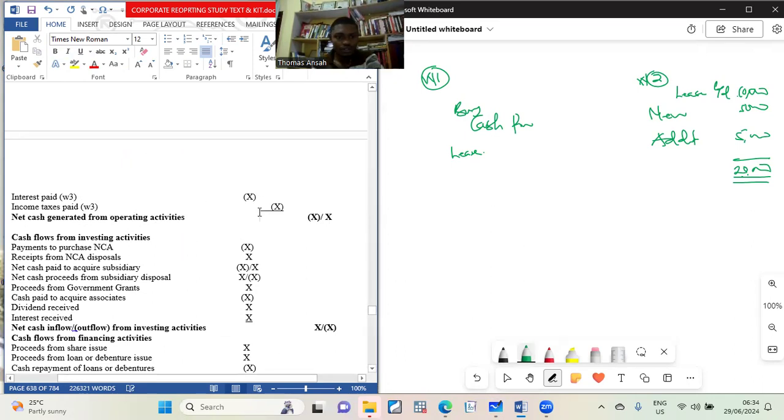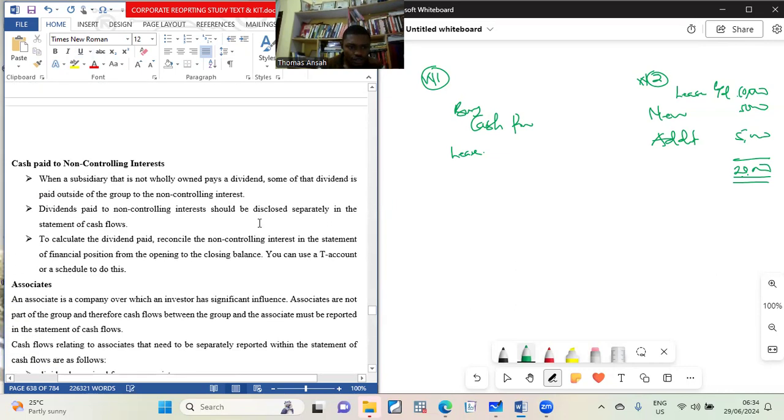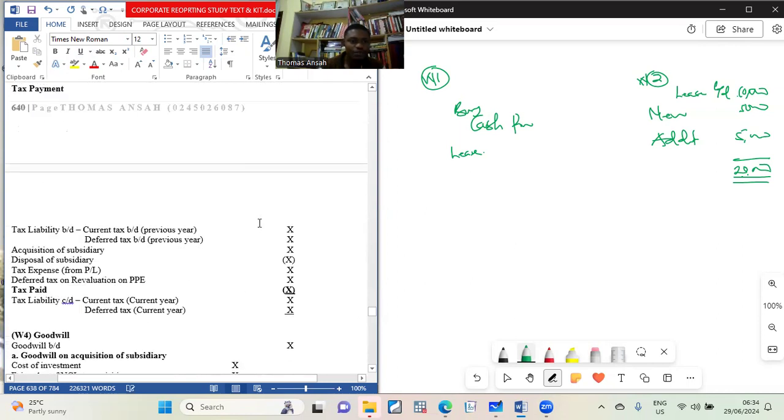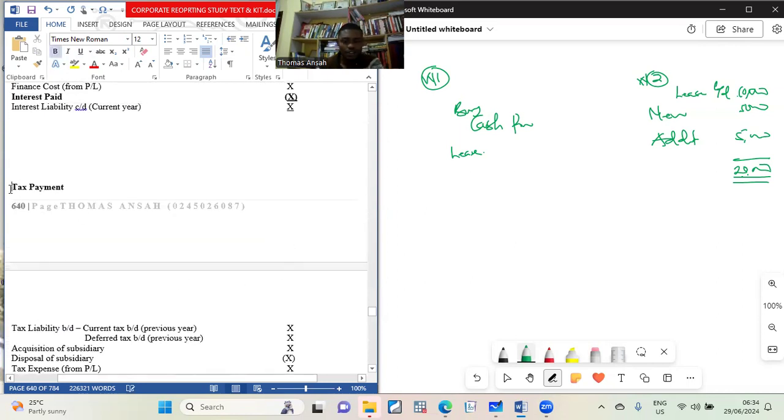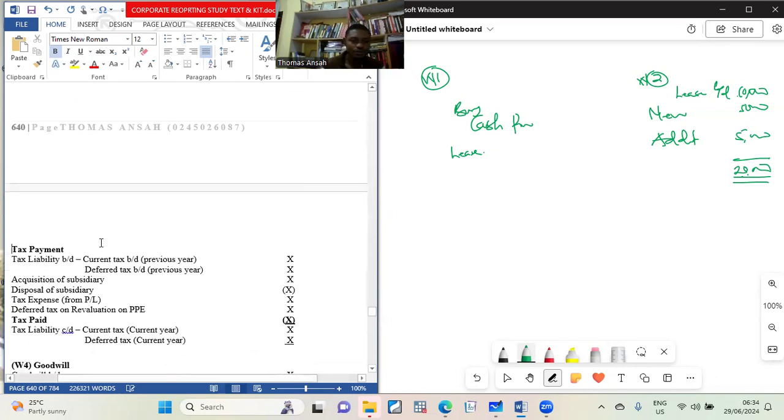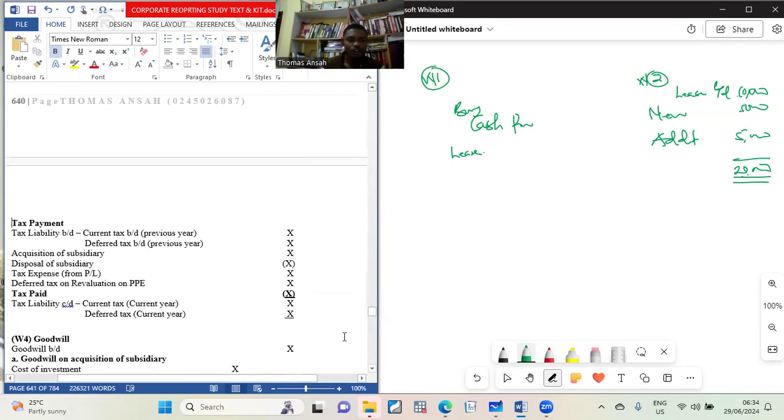All right, so that is where it will come from. These are how you find it too. Interest and tax paid is also via the same workings. So you could see clearly here, this is your tax paid workings. You bring up your tax brought down from last year, both the deferred tax and the current tax. So you bring both here.